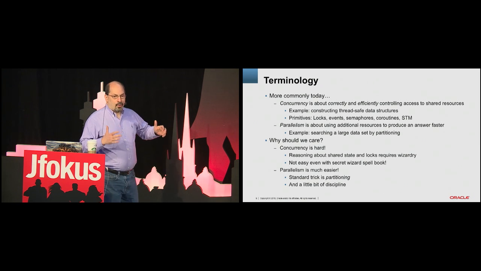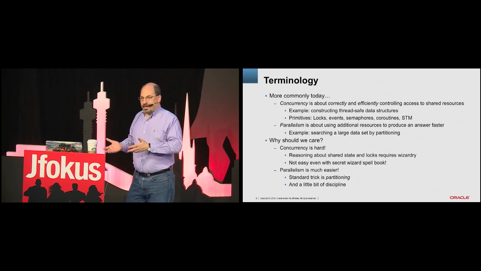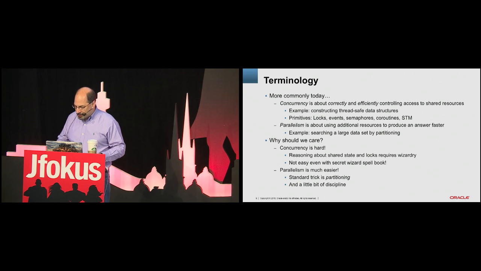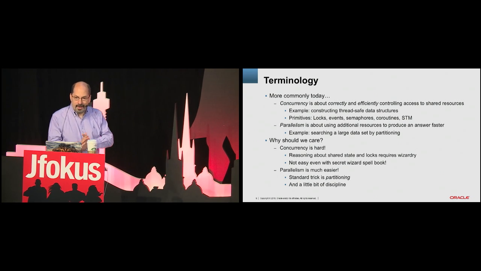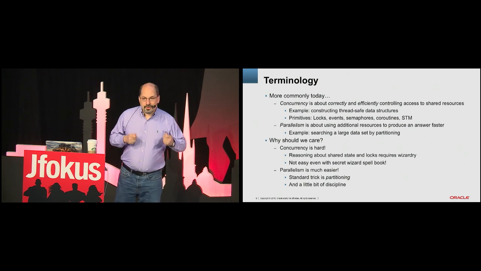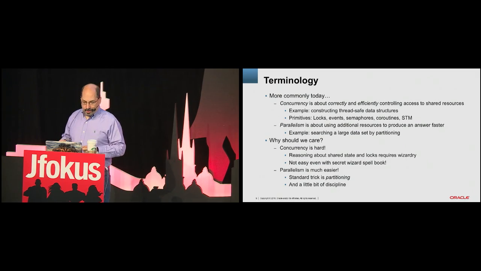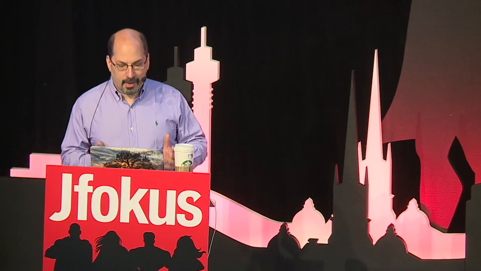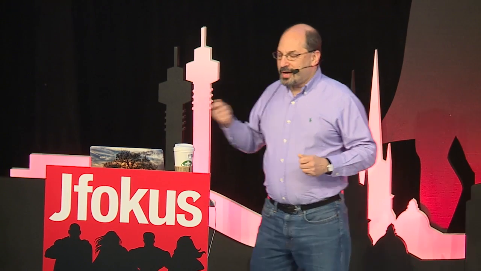So, okay, why should we care about this distinction? Why should we change the definitions that have been used successfully for many years? Well, the real reason is parallelism is so much easier than concurrency. Concurrency is hard. I know a little bit about this. Reasoning about shared state and locks is really hard. It requires wizardry. And even if you have access to the secret wizard spellbook, it's still hard.